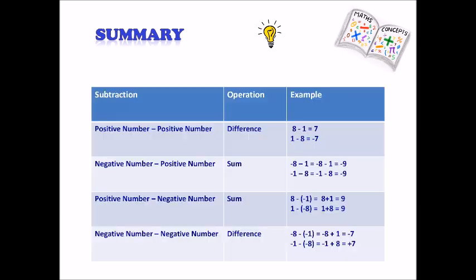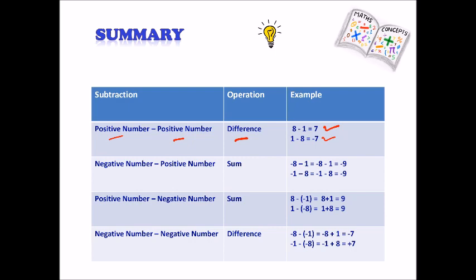Okay, here I have summarized the cases for subtraction of integers. When we are subtracting positive integer from another positive integer, we actually find the difference of absolute values. 8 minus 1 gives us 7 because we are subtracting a smaller number from bigger number, and here in second case we are subtracting bigger number from smaller number, so answer is negative.